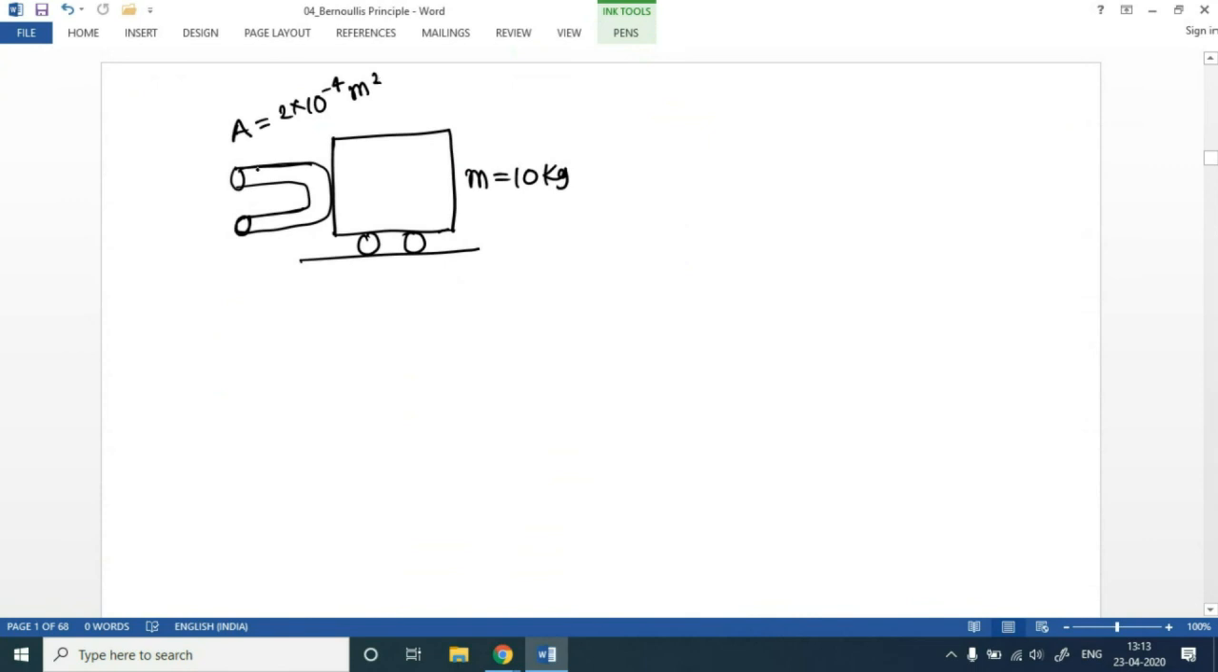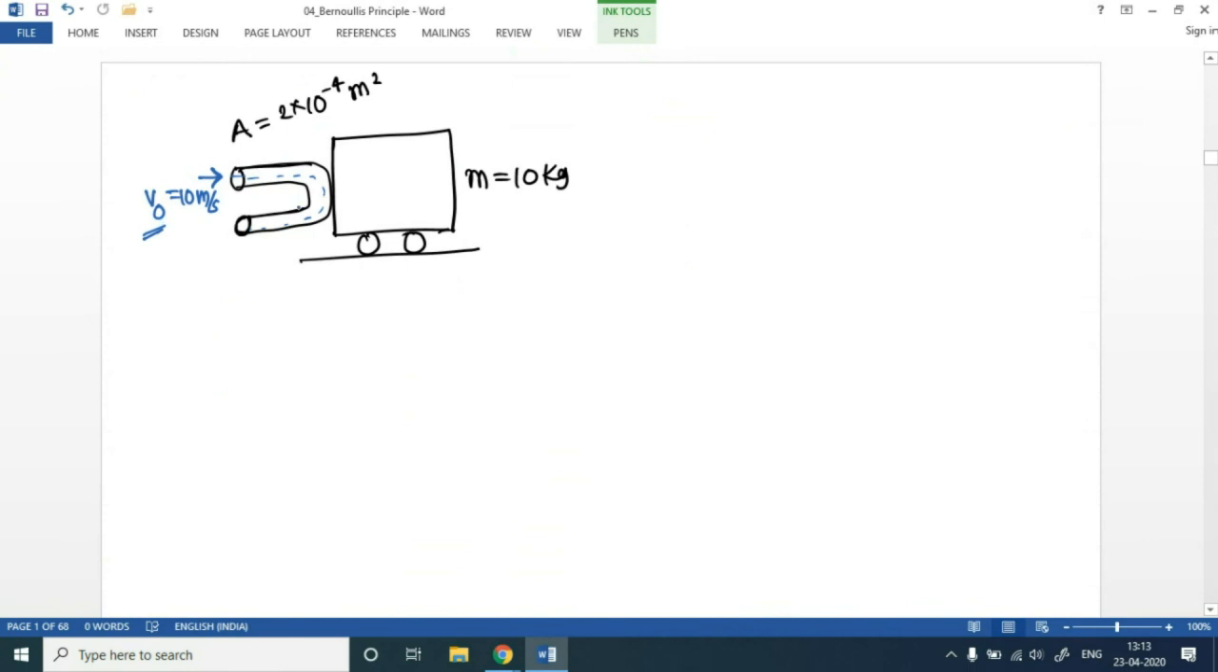Liquid is flowing through it continuously, and the velocity with which the liquid is entering this pipe, V naught, is given to us as 10 meters per second. This V naught is with respect to the ground.